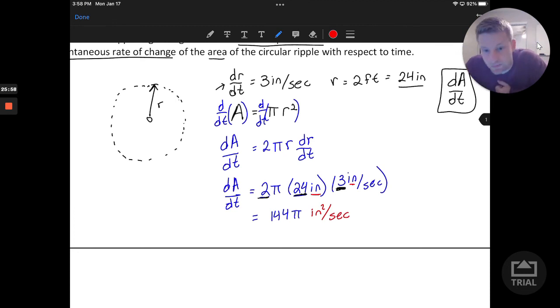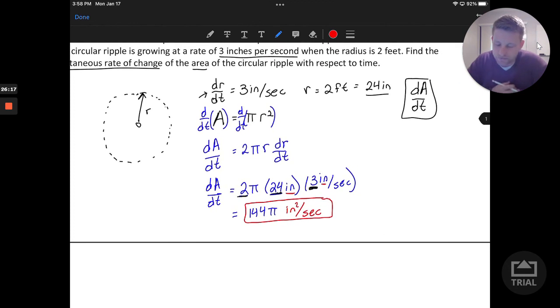And this shouldn't surprise us because we're taking a look at the rate of change of the area now. And so we should have area units. In this case, it would be inches squared per second. So we'll take that as our result. That would be our exact solution in terms of pi.